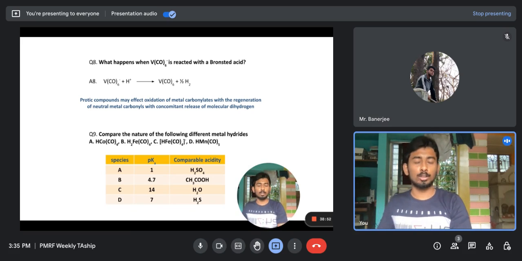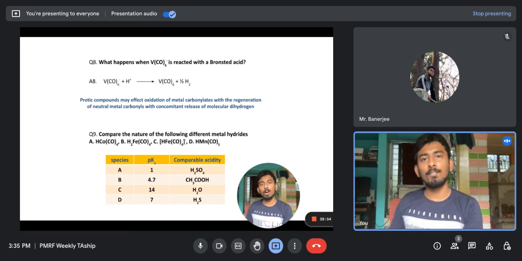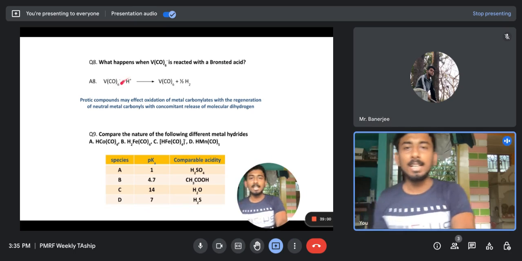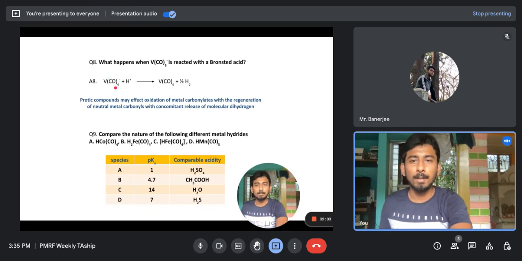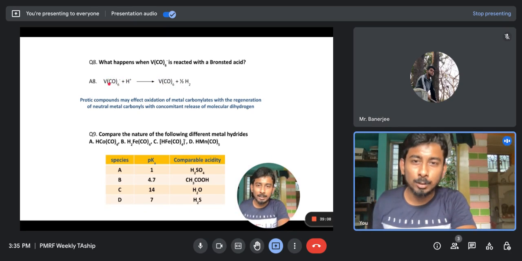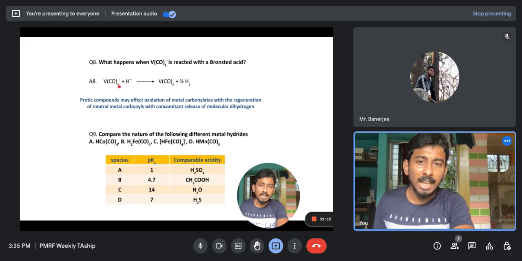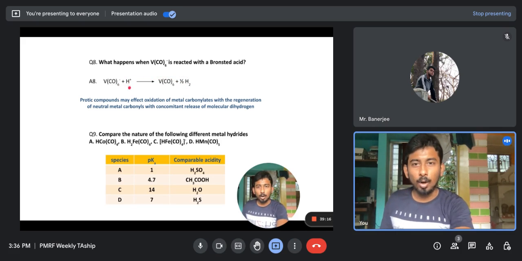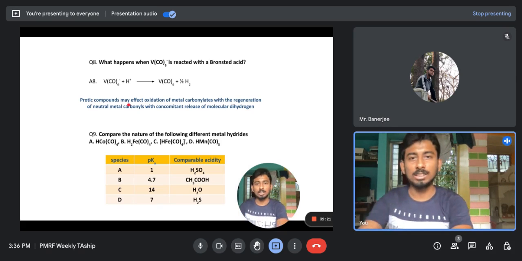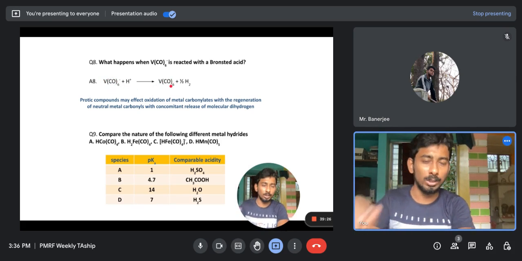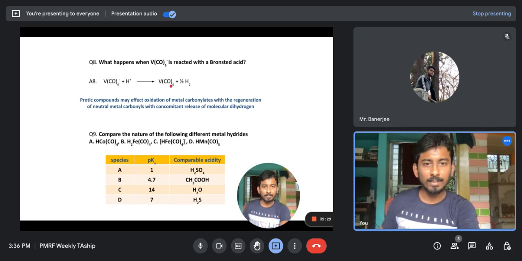In the case of other protic solvents like methanol or ethanol, such protic solvents also affect the decomposition of VCO6 minus, that is the metal carbonylate, to the neutral metal carbonyl. So from -1 it is going to 0, so it is getting oxidized, and H plus is going to H2 at 0, so it is getting reduced. So this one is the reductant and this one is the oxidant. Such protic compounds may affect the oxidation of the metal carbonylate, so here it is getting oxidized to VCO6, that is a 17 electron system.